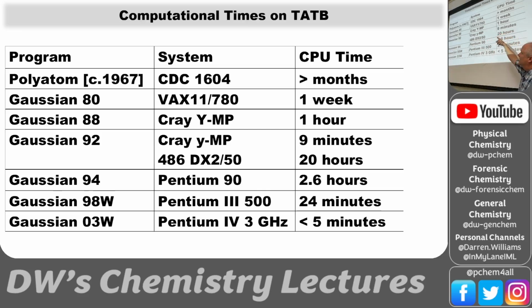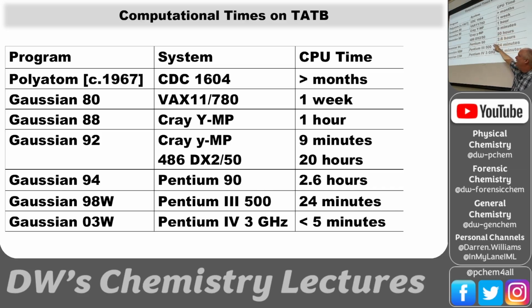Then we get to Gaussian 80 on a VAX. It took a week. On this, again, a VAX supercomputer. Gaussian 88 on a Cray supercomputer, it took 1 hour. And Gaussian 92 on a Cray supercomputer, it took 9 minutes. And then I started studying this molecule. And so with Gaussian 92 on my super hot 486DX double chip, it took 20 hours. Okay, so this is my calculation, 20 hours.